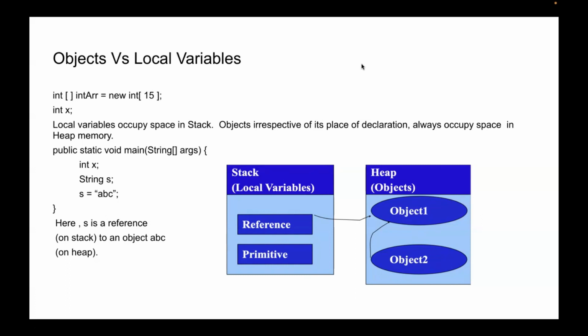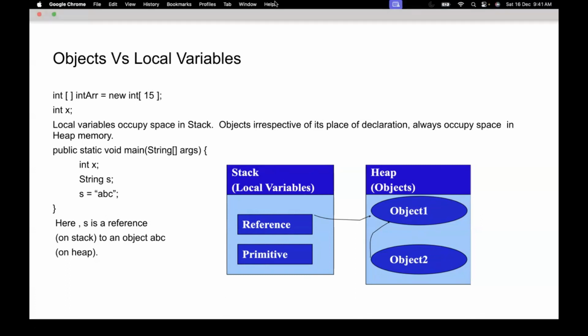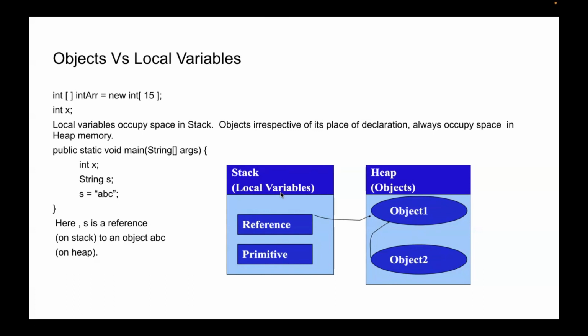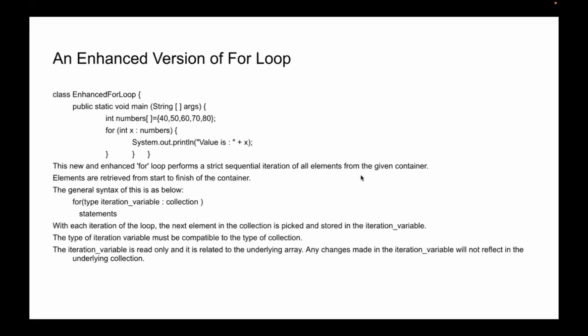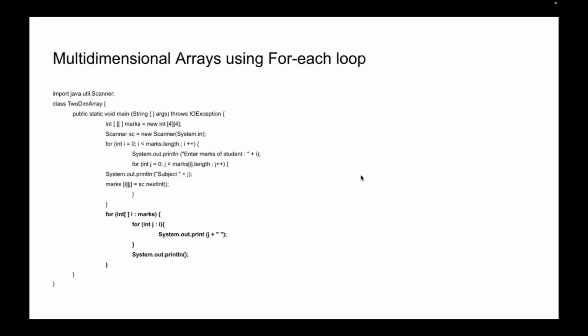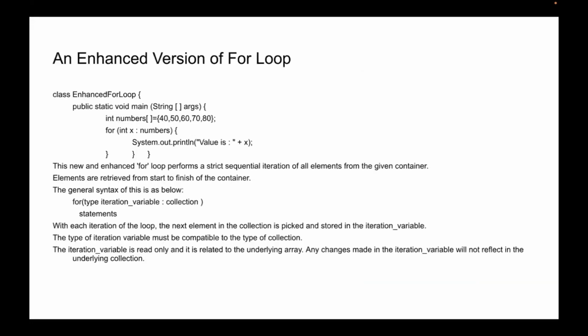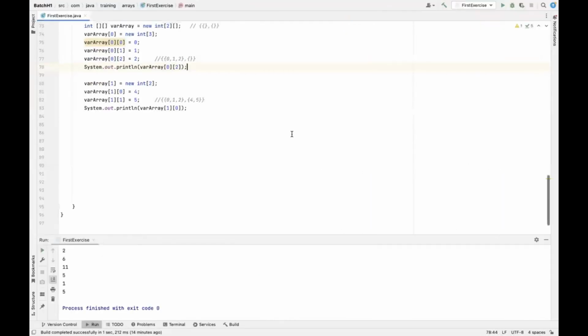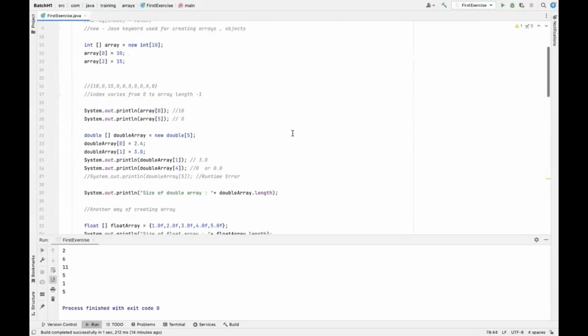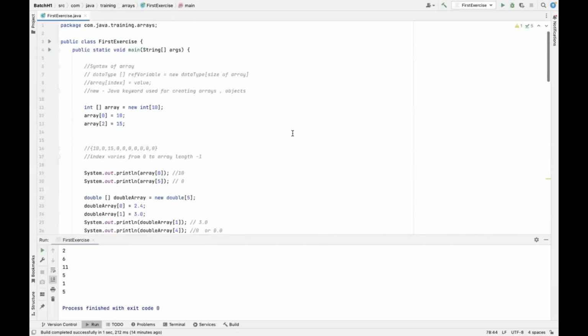If they ask you how the memory is managed for local variables, you will answer that local variables are stored on stack. And where Java objects are stored, you will say that Java objects are stored on heaps. Okay. There's one more thing I wanted to show you. We had seen how we go ahead and print the array, right? How we go ahead and print the array.